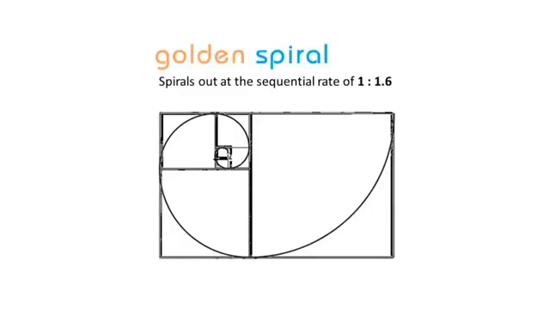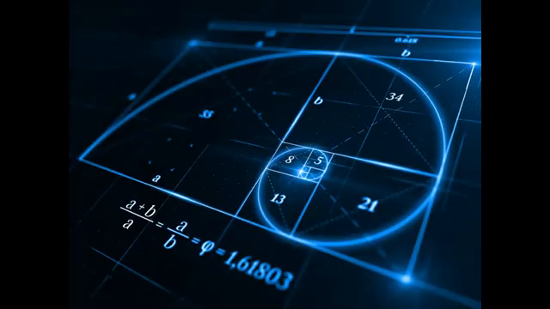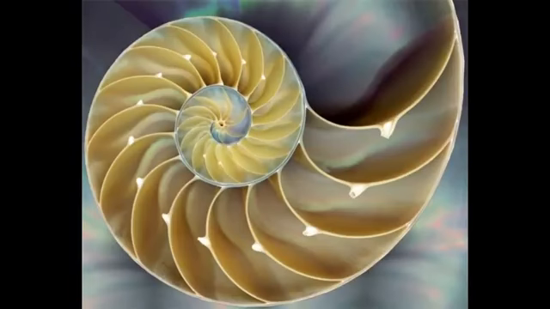If you divide each with an arc, then the pattern begins to take shape. We see Fibonacci's spiral, the spiral in and of itself. A spiral, spiraling out at the sequential ratio of 1 to 1.6. Fibonacci's spiral is literally found everywhere in the natural world, on both a microcosmic level and a macrocosmic level.